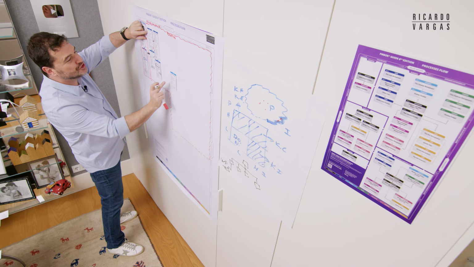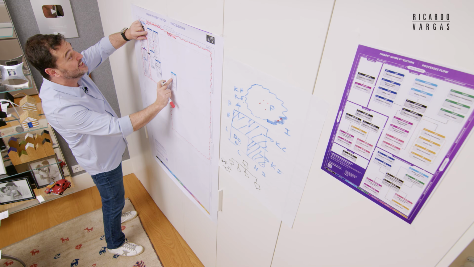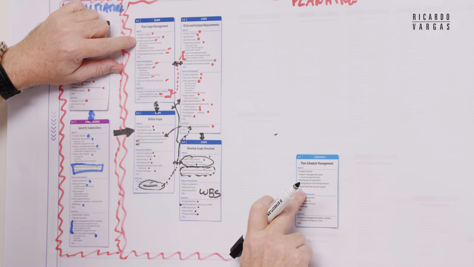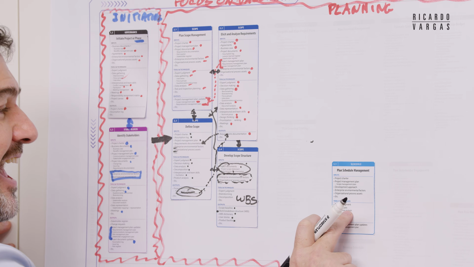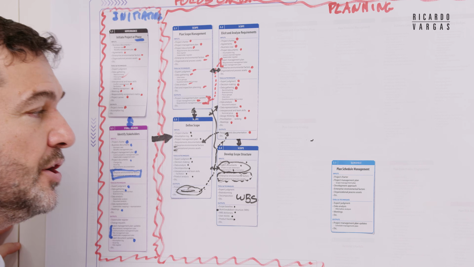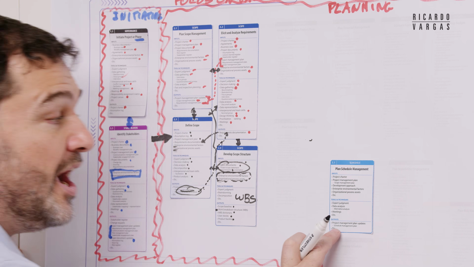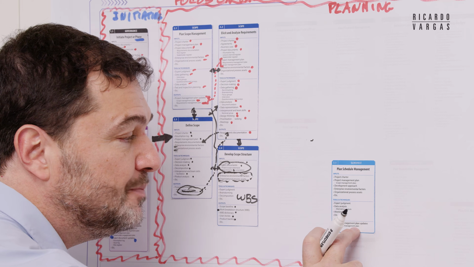We take the project charter, the project management plan, the development approach, enterprise environmental factors and organizational process assets. We use expert judgment, we analyze data, we do meetings. What do we produce? We update the schedule management plan.